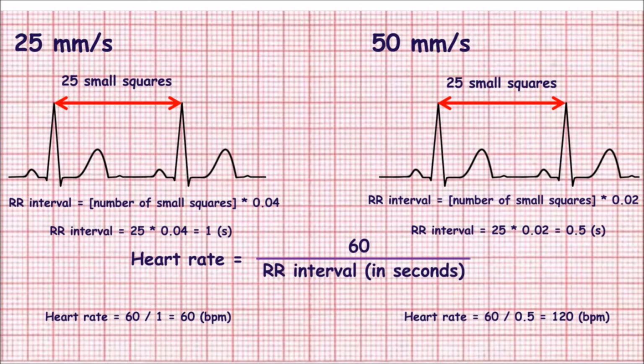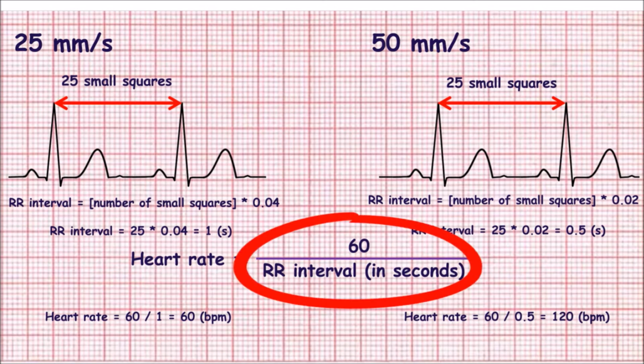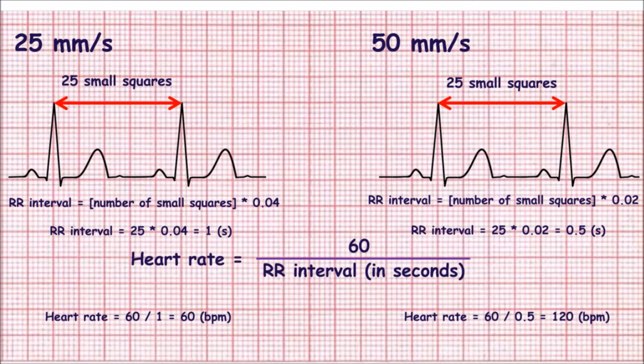Another method of determination of the heart rate is based on the calculation of the RR intervals. At first, you should calculate the RR intervals. Count the number of small squares and multiply it by 0.04 if ECG speed is 25 mm per second, or multiply it by 0.02 if ECG speed is 50 mm per second. Then, divide 60 by the RR interval measured in seconds.